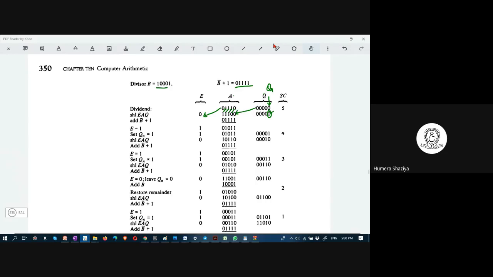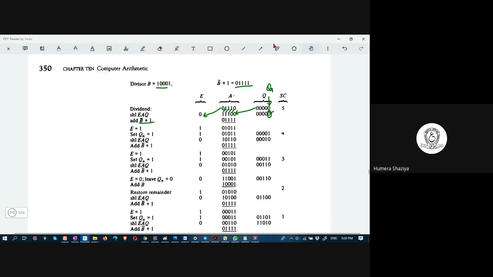Qn would receive 1 when E is 1. When E is 1, it signifies that A is greater than B. When A is greater than B, Qn receives 1. Otherwise, it receives 0. Add the complement of B. 2's complement of B is like subtracting B from A. This is what you are performing here. You are taking 2's complement of B and adding it to A.